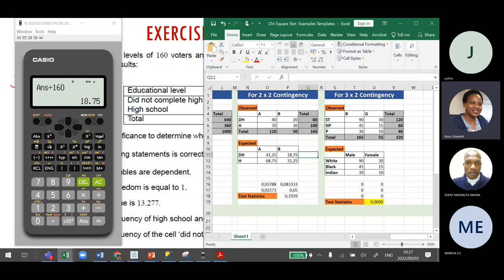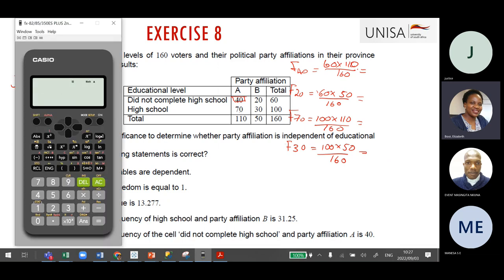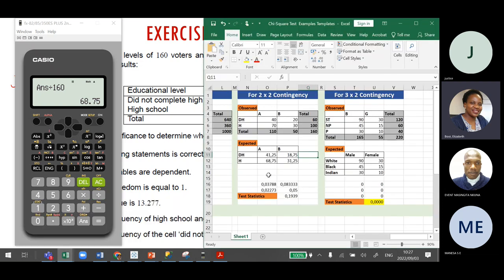And if you go to the template, you will see that it will be 18.75, right? Then we do the two last ones, which are 100 multiplied by 110 divided by 160. And you should get the expected value of 68.75. So if we go to the template, we should also get the same 68.75.